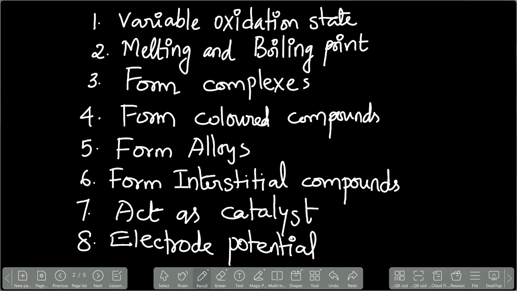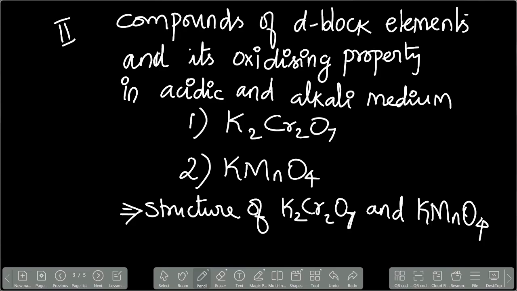The same thing. And the next one is the second heading, compounds of d block elements and their oxidizing property in acidic medium and alkaline medium. Actually, two compounds only we have, K2Cr2O7 and KMnO4, potassium dichromate and potassium permanganate. In potassium dichromate, we are starting with chromite ore. That preparation is very, very important. Three equations we have, right? In that, the first equation, second equation also you may be asked.